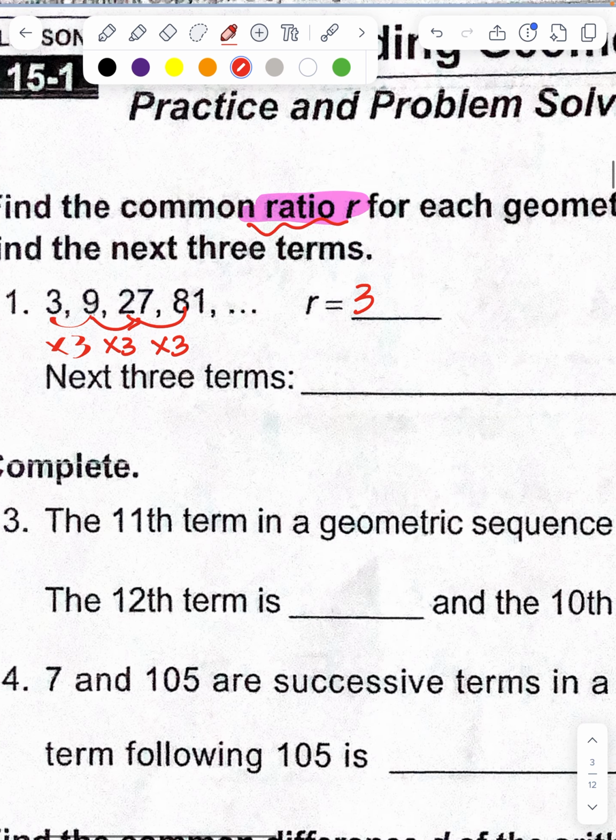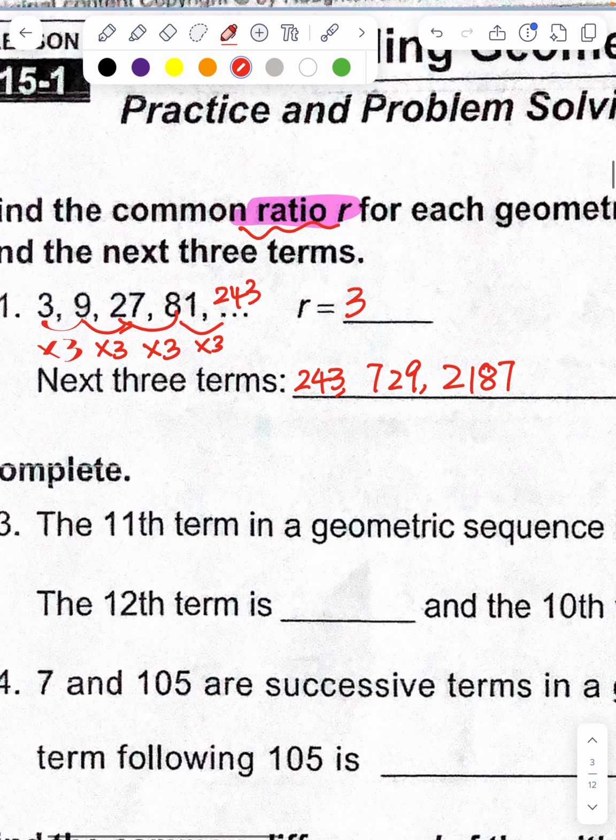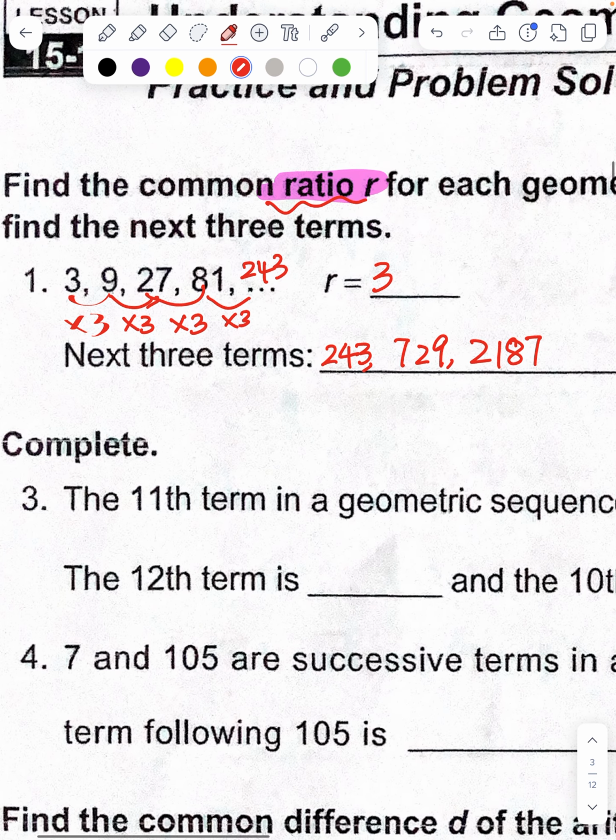Okay, next the three terms, which continue. 81 times 3, I'm using my calculator. So 81 multiplied by 3, we get 243. I'm going to put it here, and multiply by 3 again: 729. And then multiply by 3 again: 2187. So now you see the numbers are growing really fast, right?